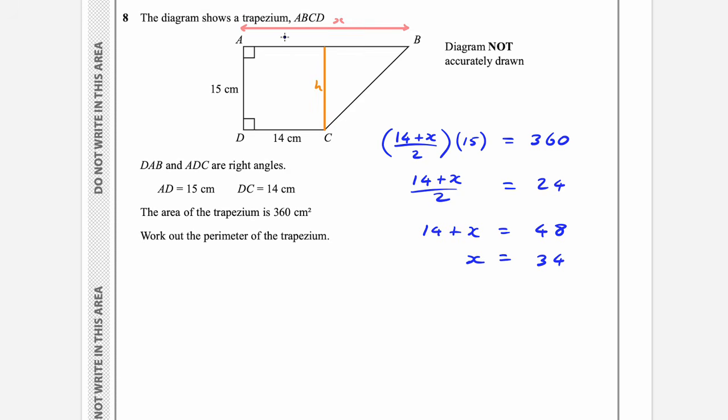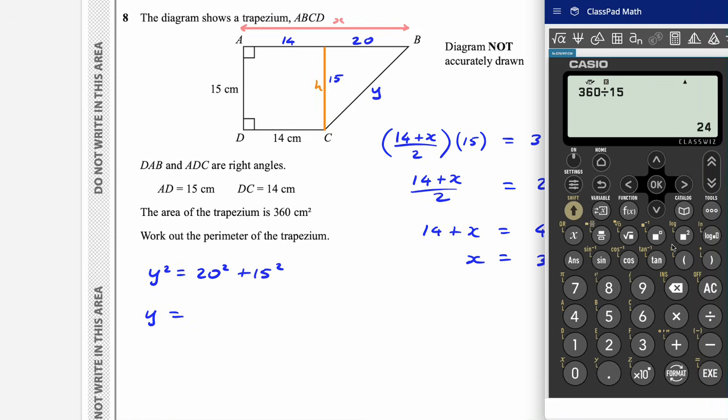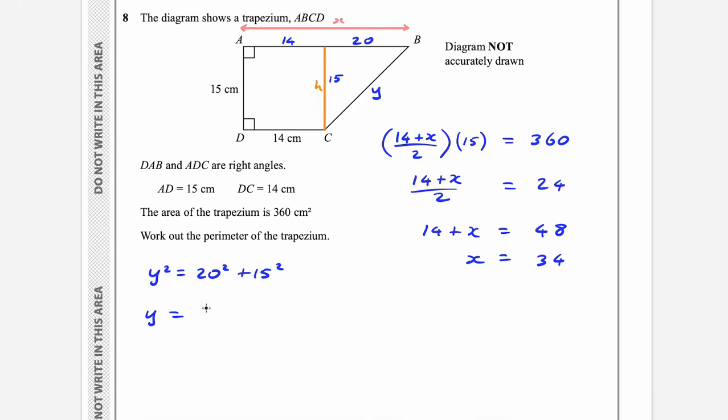This, guys, we know is 14 because this is 14. So that means this distance here has to be 20. So this is 20, this is 15, and this, let's call y, we can get using Pythagoras. Y squared equals 20 squared plus 15 squared. Y is the square root of that. It is the square root of 15 squared plus 20 squared, which is nicely 25. Okay, so y is 25.